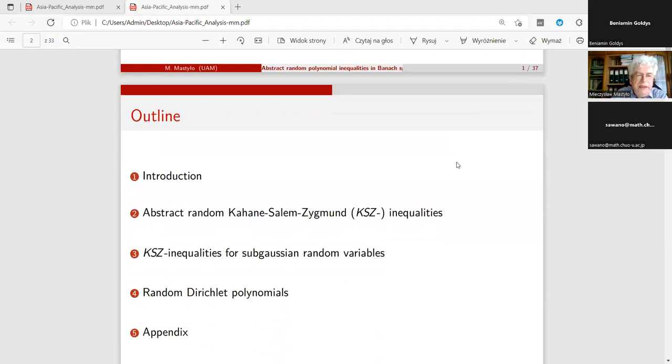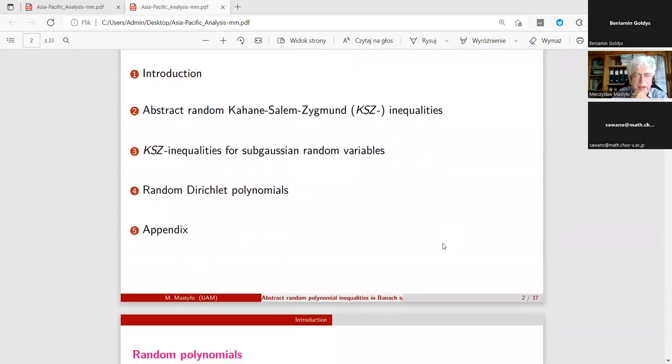Okay, so this is the schedule of my talk. I will give some definitions, so this will be an introduction. And then later on, I will talk about some joint results with Andreas Defant related with this topic.